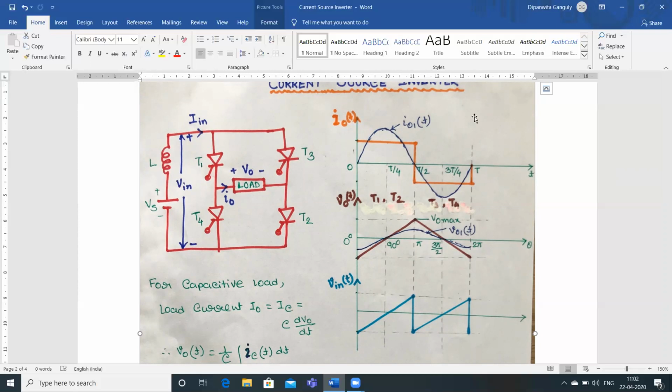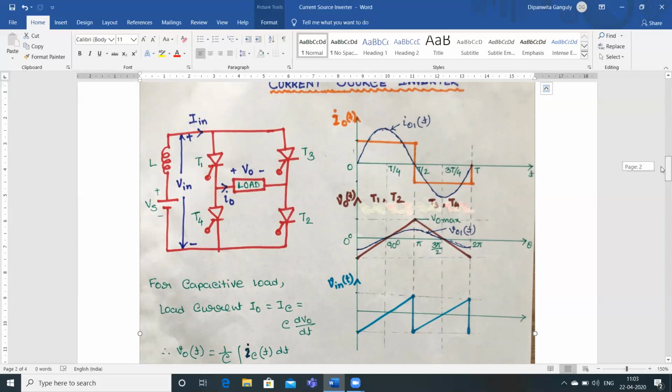Now, if we apply KVL during the first half of the cycle, because in the first half of the cycle the thyristors T1 and T2 are on, and in the next half of the cycle the thyristors T3 and T4 are on. So when T1 and T2 are on, if we apply KVL in this circuit, this is the input voltage V in, this is minus, this is plus. So V in, if we move through this, that will be minus V0, that is equal to 0, applying KVL in this circuit.